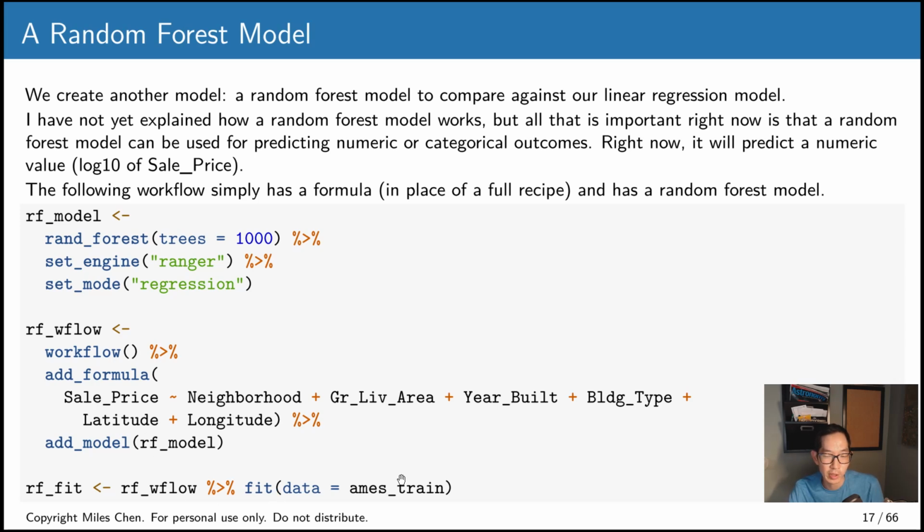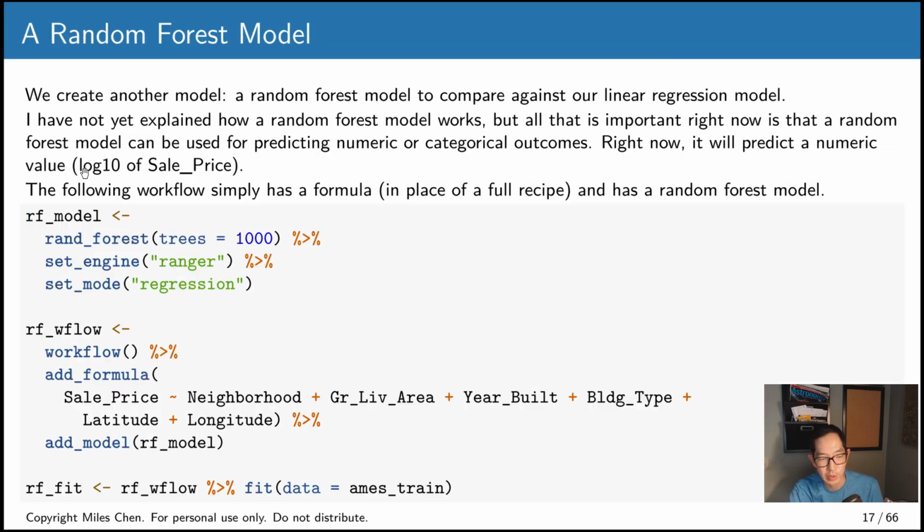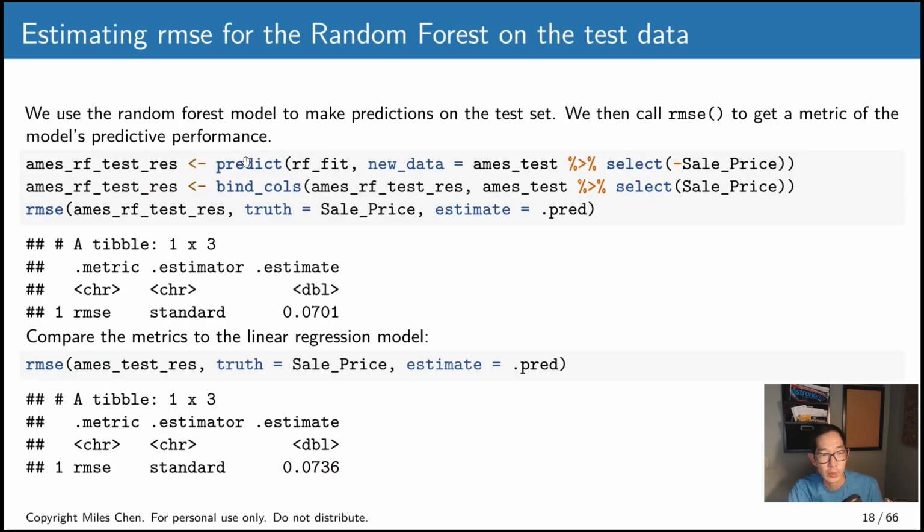We fit it to our training data. So we take our workflow and we call fit, data equals Ames train, and that fits it to our data. Now that we have fit the random forest workflow to our training data, we take those results, so we have random forest fit. We're going to use that random forest fit to make predictions. So we're going to call predict on random forest fit, and we're going to call it on the test data.